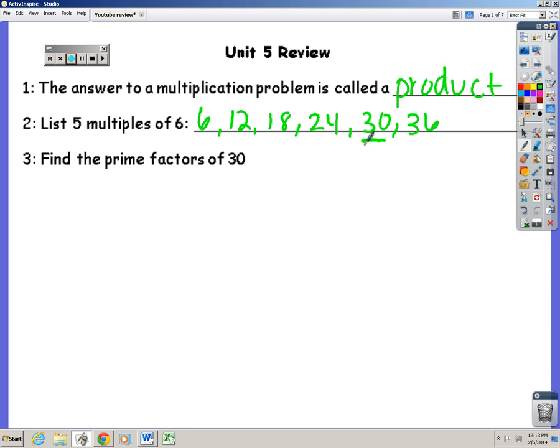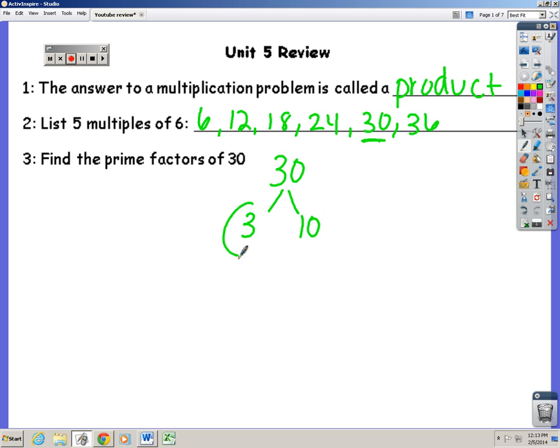Next, we're going to find the prime factors of 30. So to find the prime factors of 30, you always want to make a factor tree. Putting 30 at the top, break that down. You could do a few different ways. You could either do 5 and 6, or you could do 3 and 10. I'm going to choose 3 and 10.